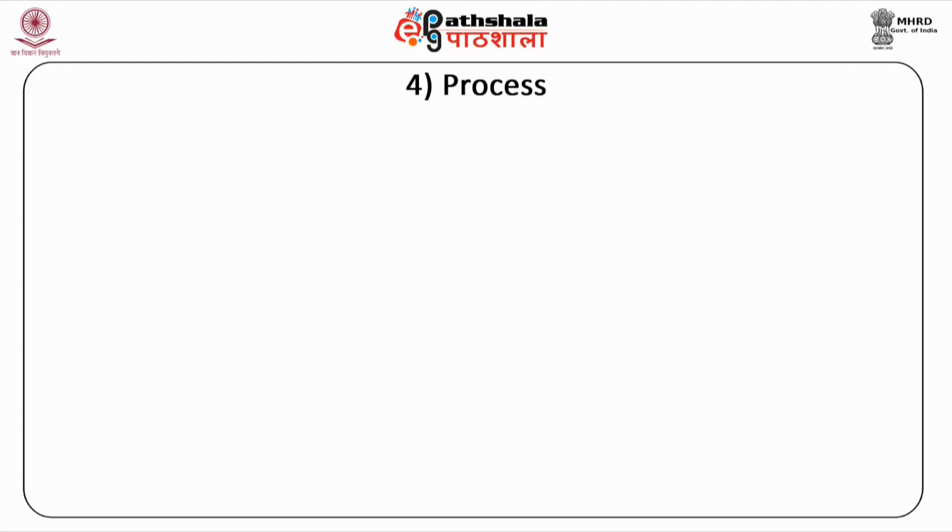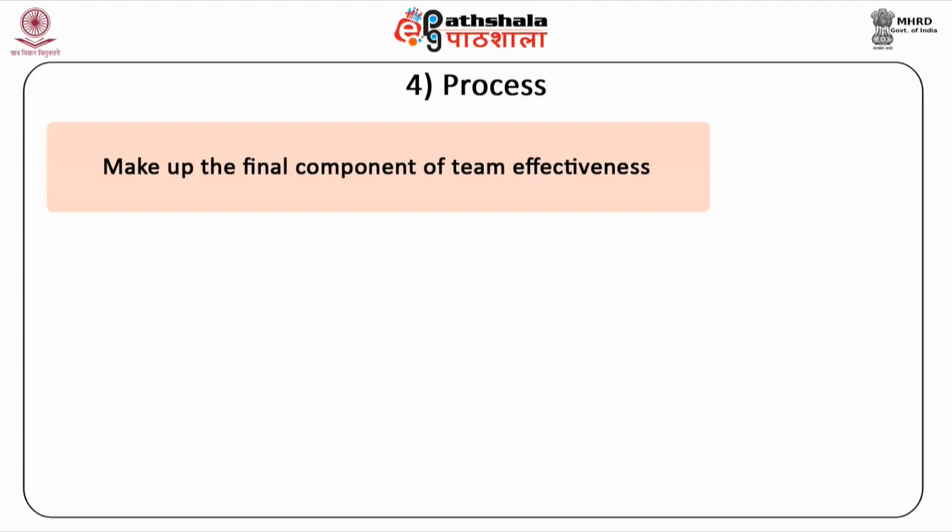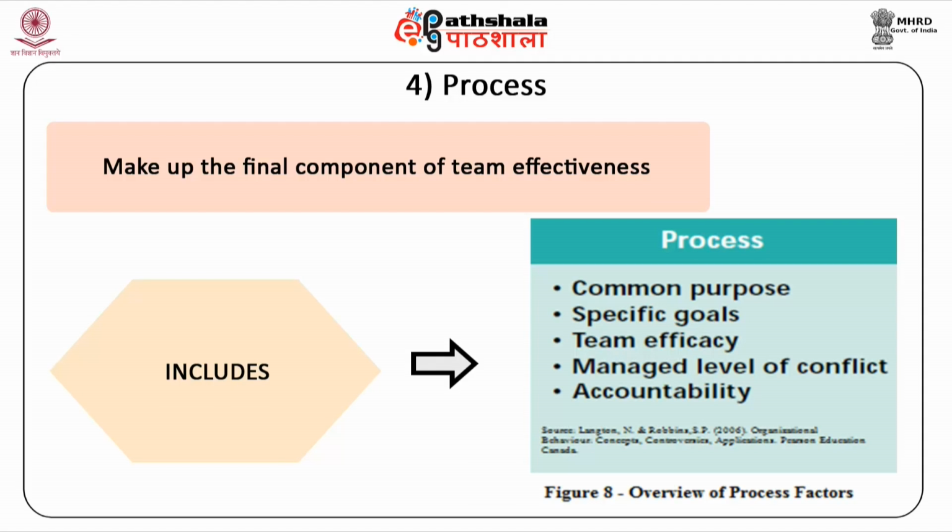Process. Process variables make up the final component of team effectiveness. The process category includes member commitment to a common purpose, establishment of specific goals, team efficacy, a managed level of conflict, and a system of accountability.